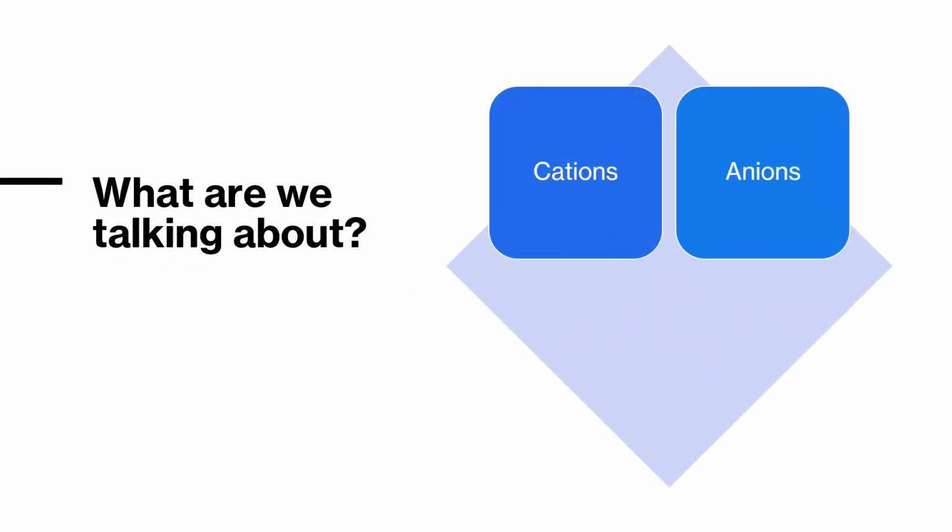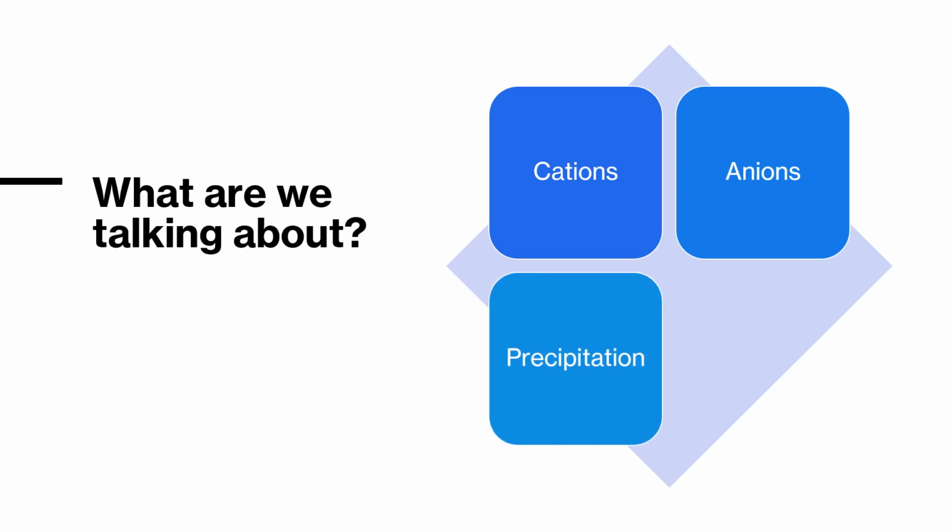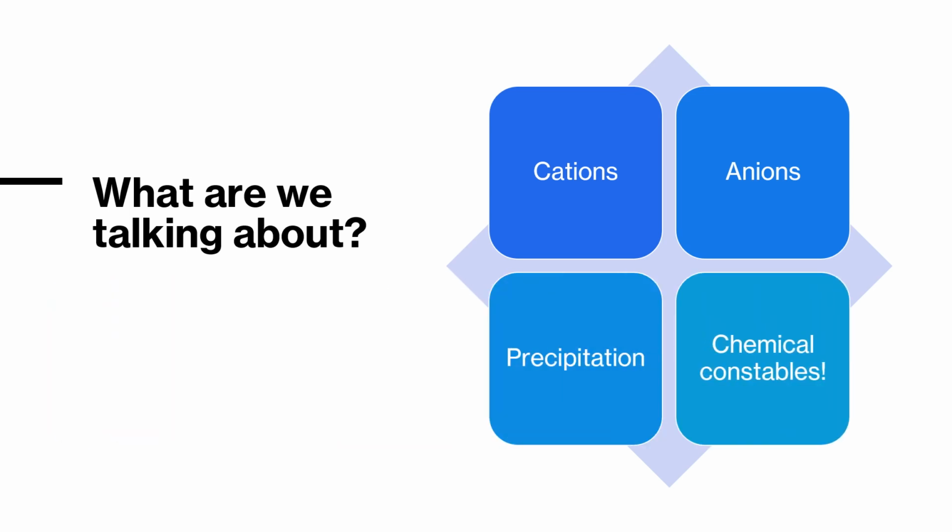What are we talking about? This lab looked at the fundamental ideas of cations and anions and the roles that they play in precipitation reactions, in the hopes of becoming chemical constables who can work out the identities of chemicals from their unique behaviours when reacting in aqueous solutions. As you probably know, cations are the positive ions, anions are the negative ions, and a precipitation reaction is a chemical reaction where a chemical drops out of solution as there's a poor solubility in water.